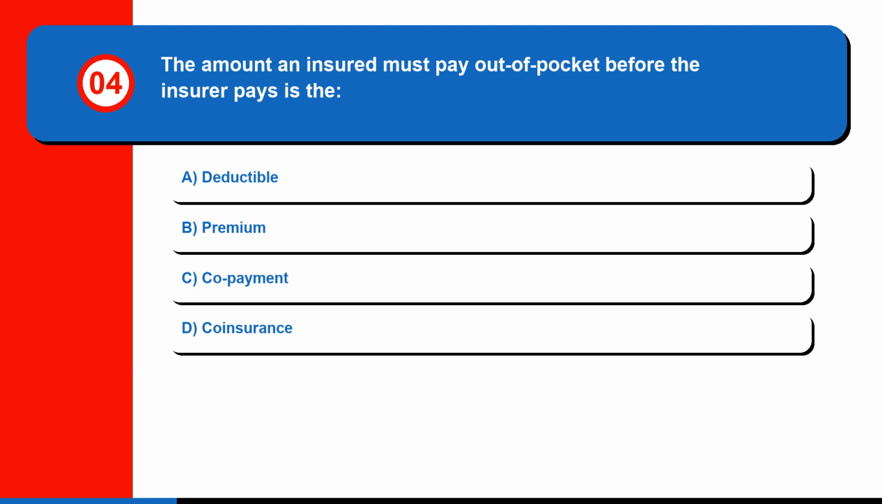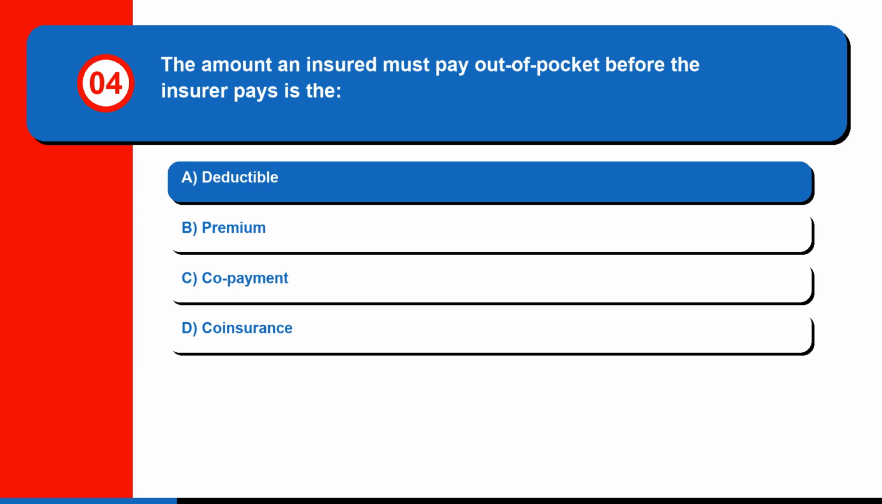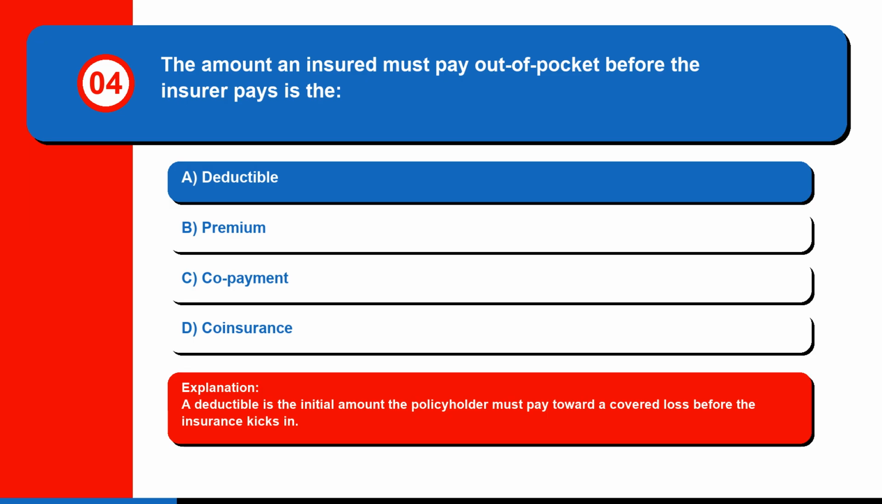Question 4. The amount an insured must pay out of pocket before the insurer pays is the A. Deductible. B. Premium. C. Copayment. Or D. Coinsurance. The correct answer is A. Deductible. A deductible is the initial amount the policyholder must pay toward a covered loss before the insurance kicks in.